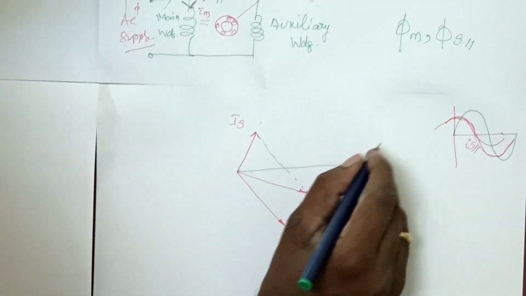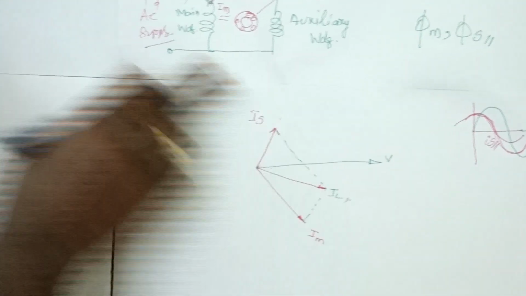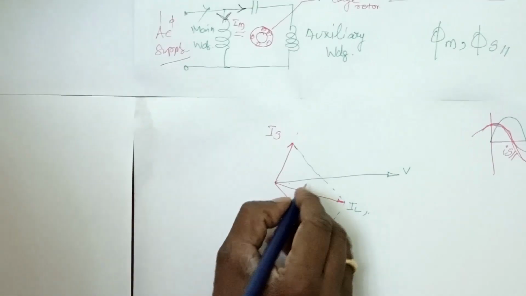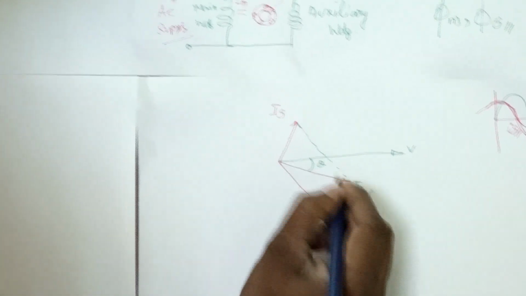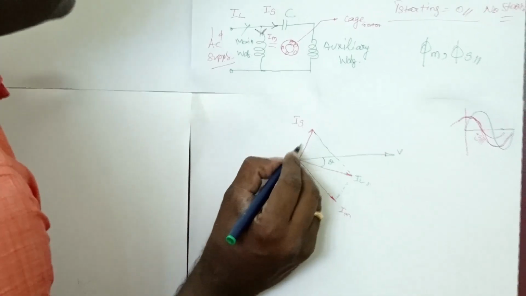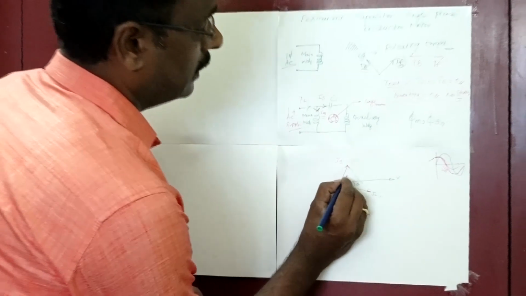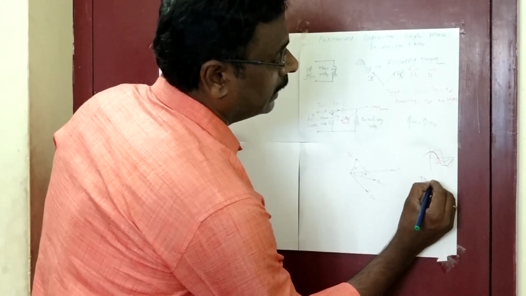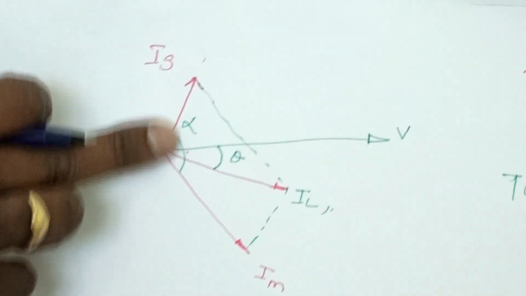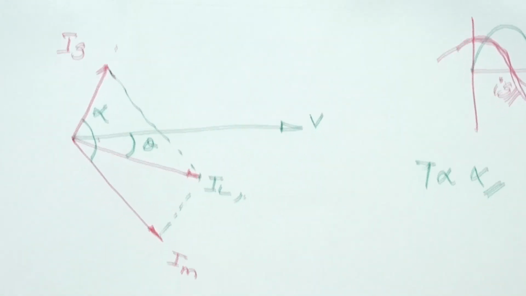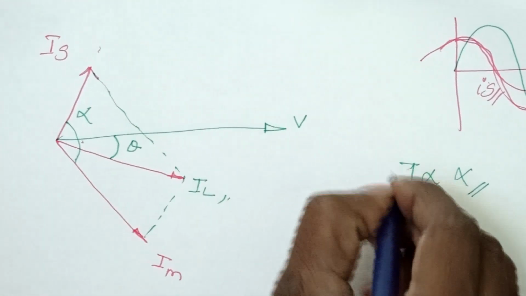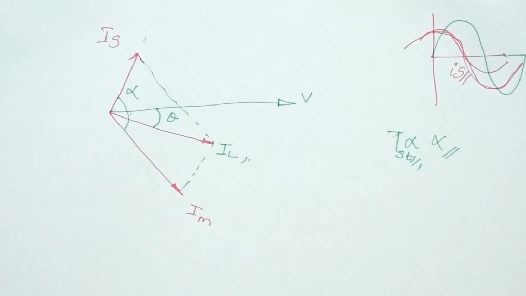The angle between the voltage and the line current is theta or phi accordingly, and the angle between the starting current and the main field current is alpha, which is what gives us the starting torque. Since alpha is nearly 90 degrees, which is very high, the starting torque is also going to be very high. Why?